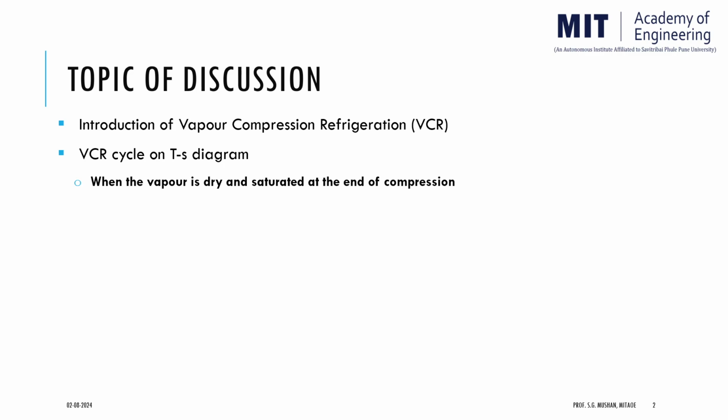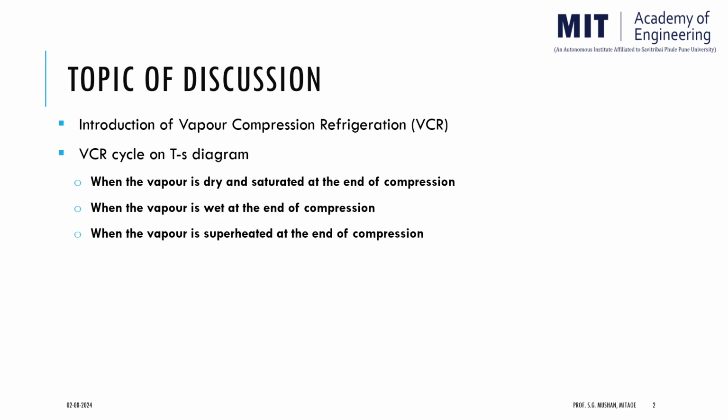vapor is dry and saturated at the end of compression. Second, when the vapor is wet at the end of compression. Third case, when the vapor is superheated at the end of compression. And when the vapor is subcooled before the start of compression process. So with the help of these four cases, I will explain to you how to plot the VCR cycle on temperature entropy diagram. So let's begin.